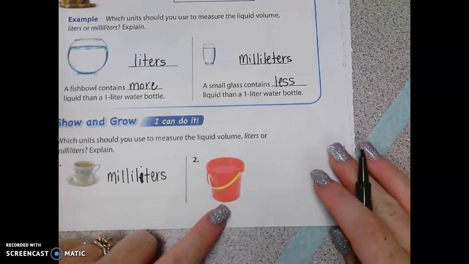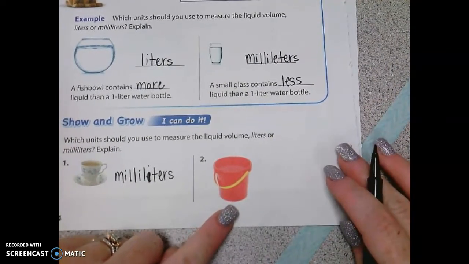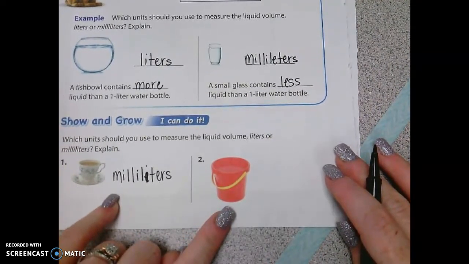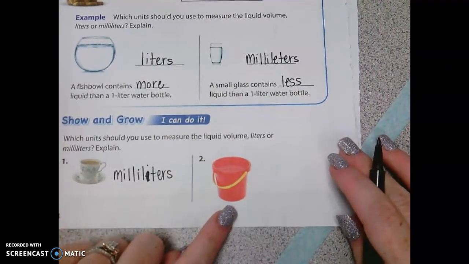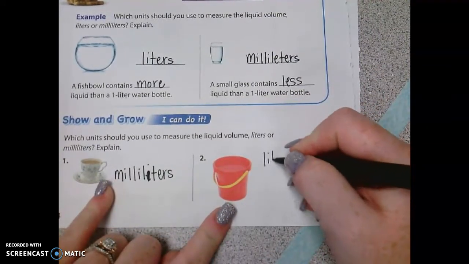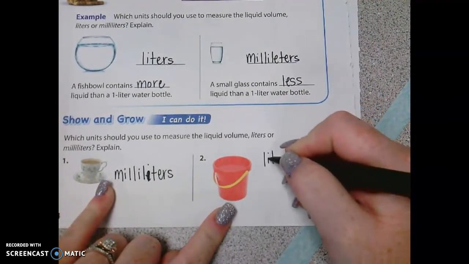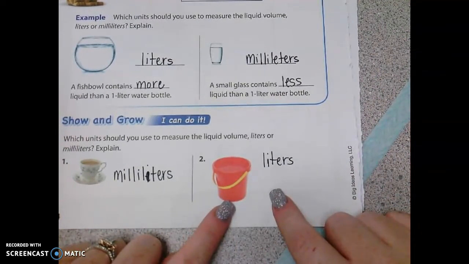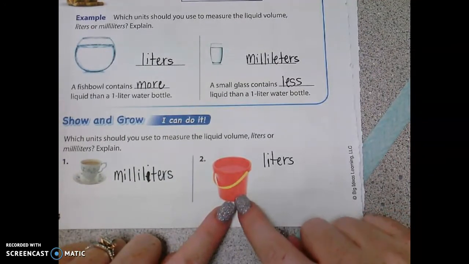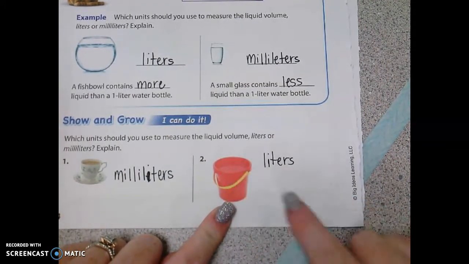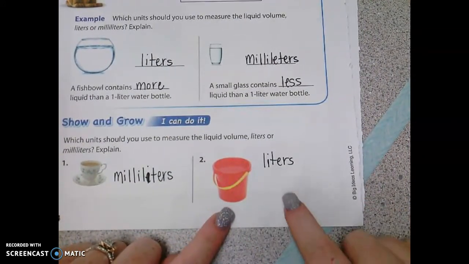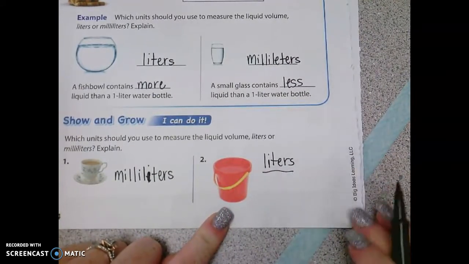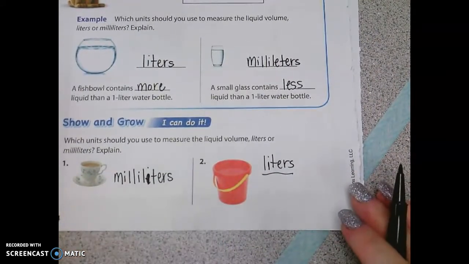Now this bucket of water, are we going to use liters or milliliters to measure? We're going to use liters. Good job, because why? Yes, because it contains more liquid than a 1 liter water bottle. This contains more than a water bottle. Okay, so we would get there faster if we filled it up with liters.